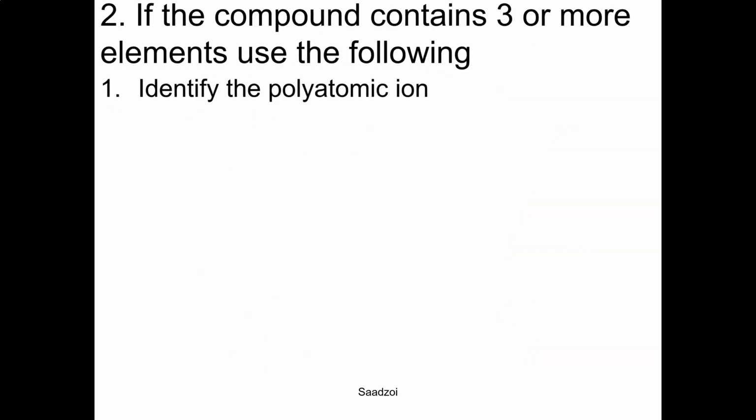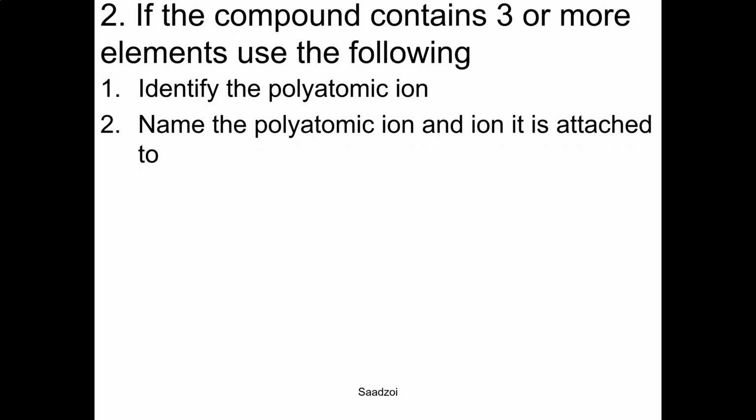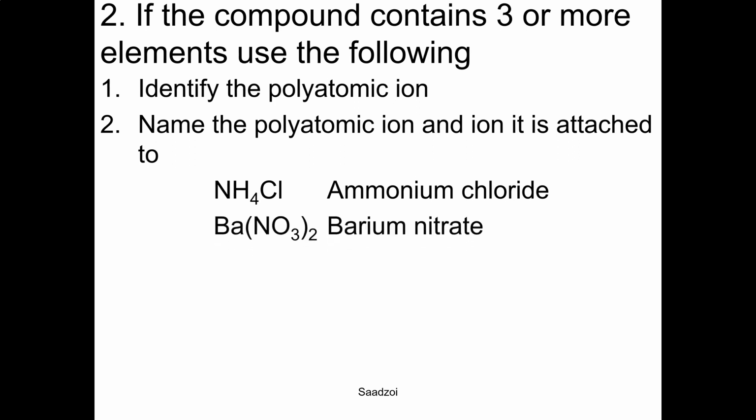All right, if a compound contains 3 or more elements, you know there's a polyatomic ion; identify it, name it, and what it's attached to. So NH4Cl, you notice there's 3 capital letters, so you know there's going to be 3 different elements involved. So that's why ammonium chloride involves a polyatomic ion. Barium nitrate, same thing, 3 capital letters.